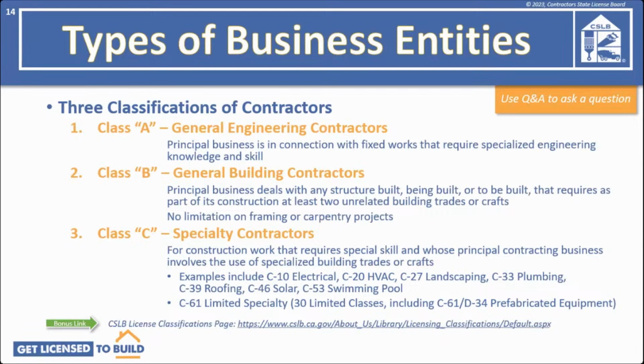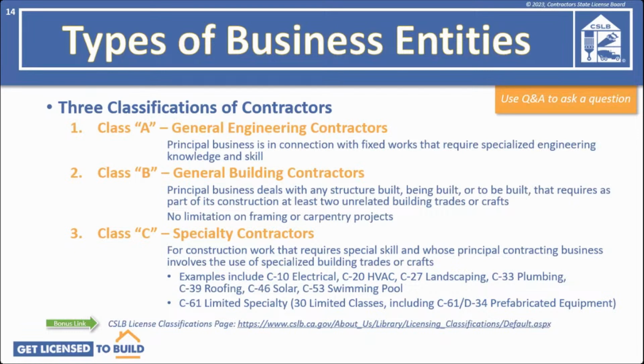Next is Class B, or general building contractors. This is the largest class of contractors in California with more than 133,000. B contractors have a principal business dealing with any structure built, being built, or to be built that requires as part of its construction at least 2 unrelated building trades or crafts. In other words, a B contractor shouldn't take a prime contract for a project involving trades other than framing or carpentry unless the prime contract requires at least 2 unrelated building trades other than framing or carpentry. There is no limitation on B contractors to stop them from taking on projects that only include framing or carpentry.